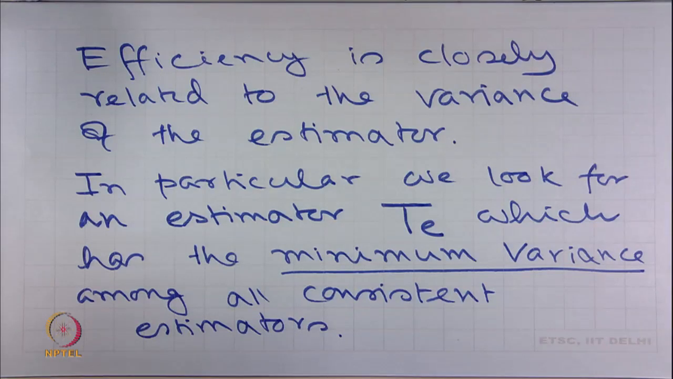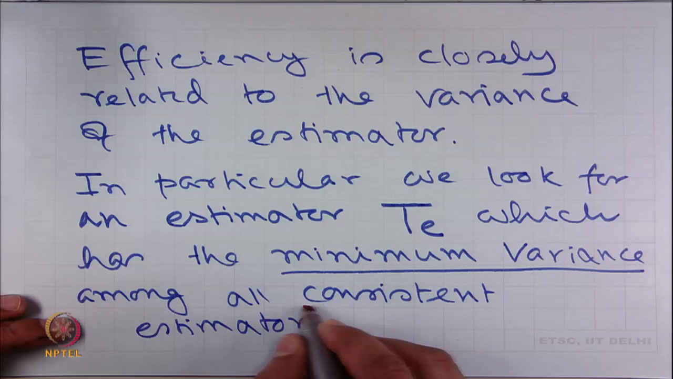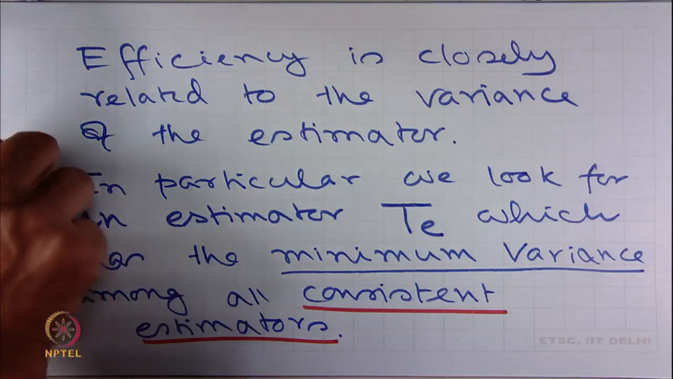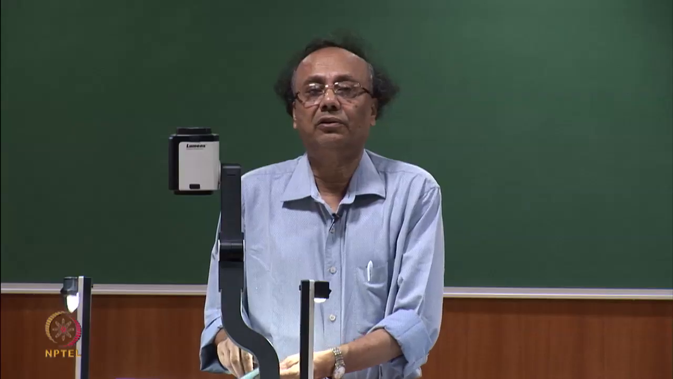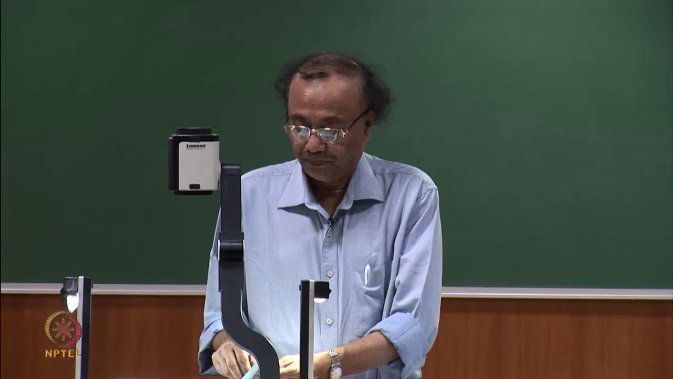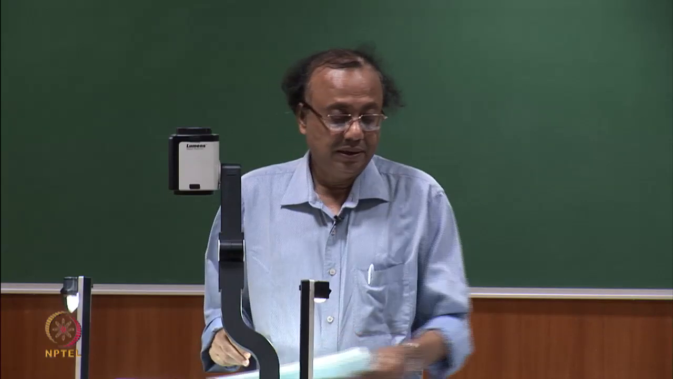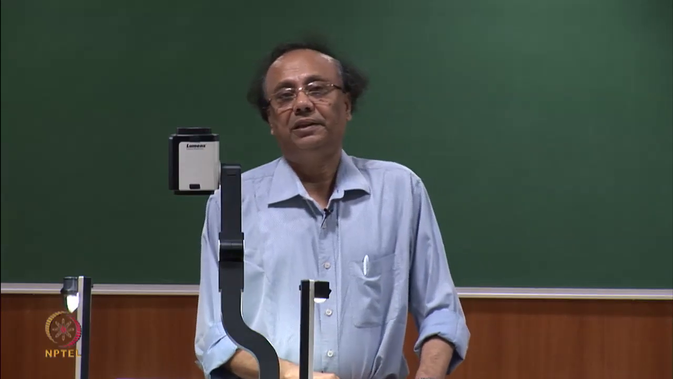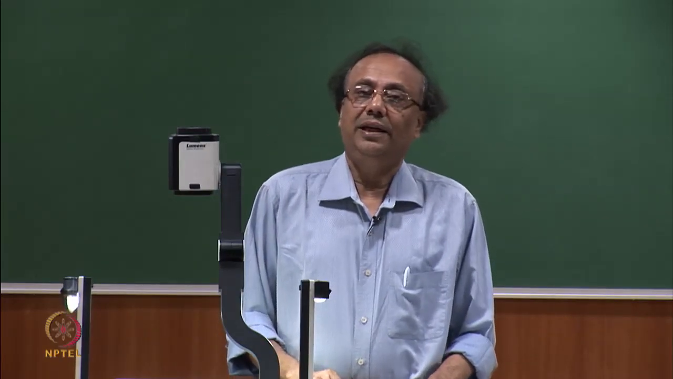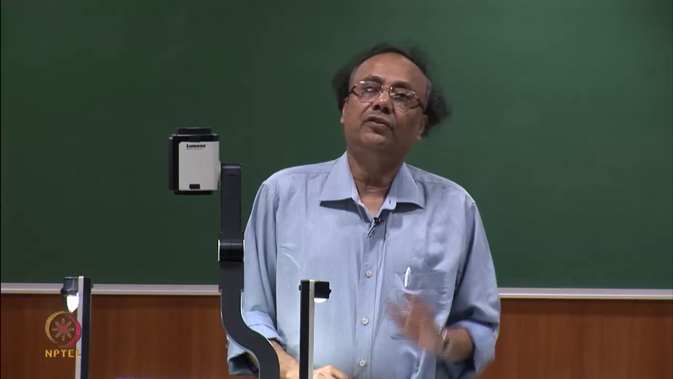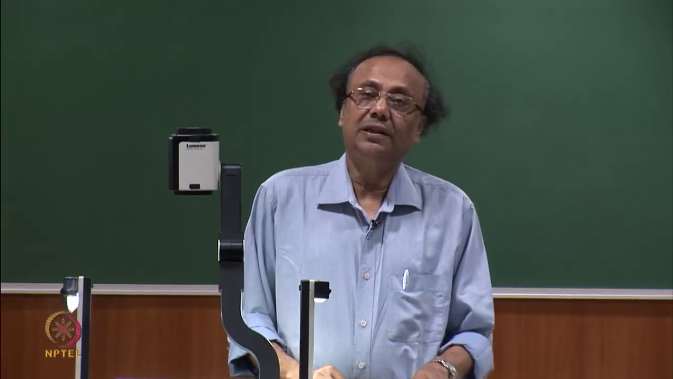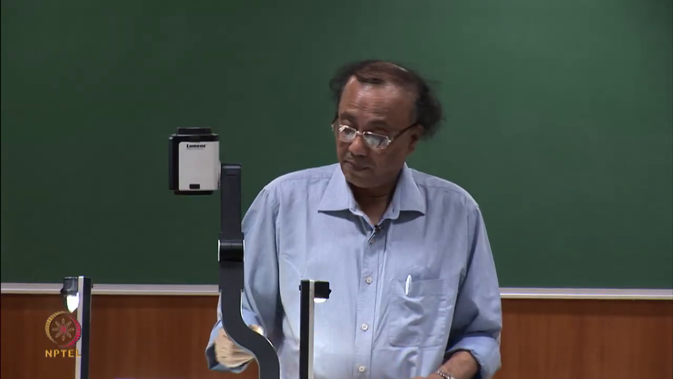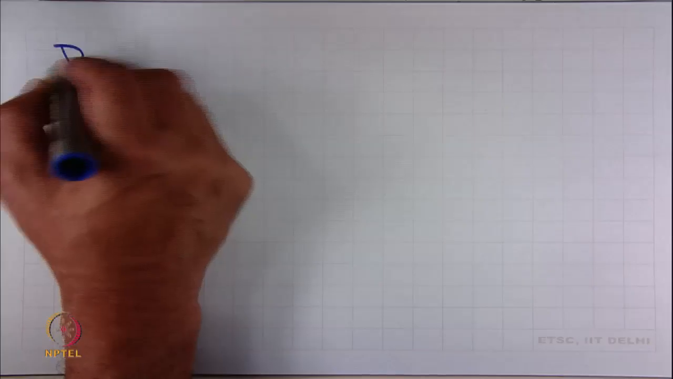And it makes sense that we are only searching for minimum variance among the consistent estimators, because if an estimator is not consistent, then we cannot say that it is coming closer and closer to the parameter theta as n goes to infinity, because its variance is not decreasing as n increases.